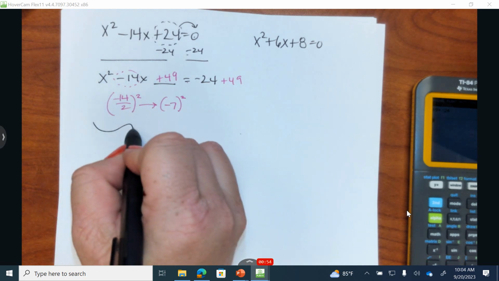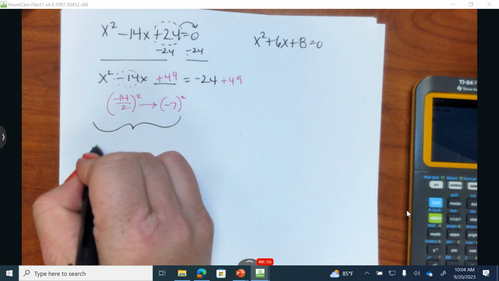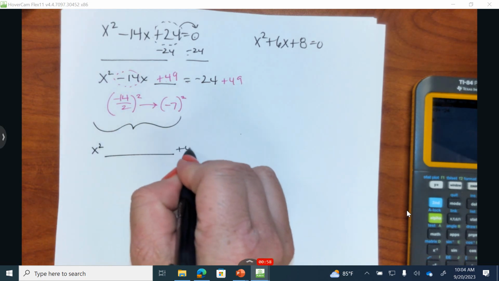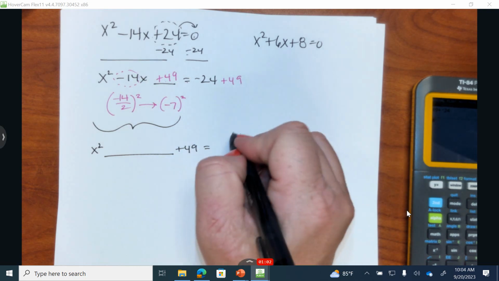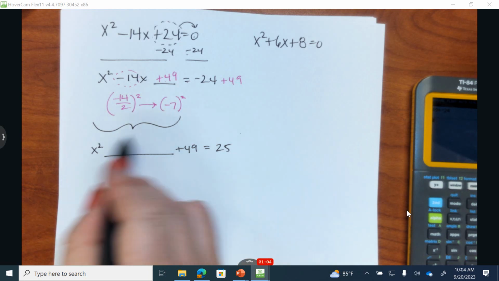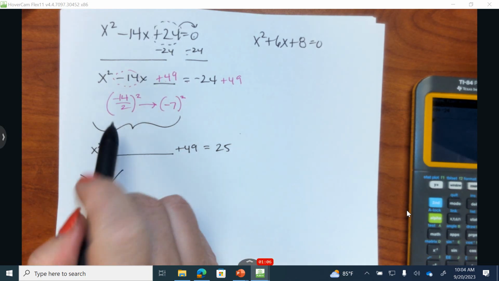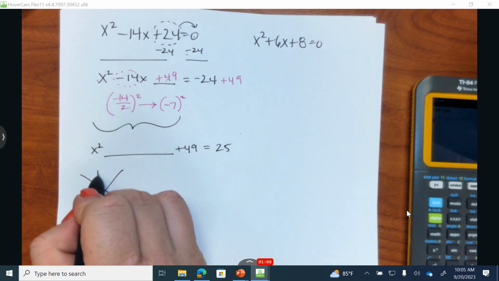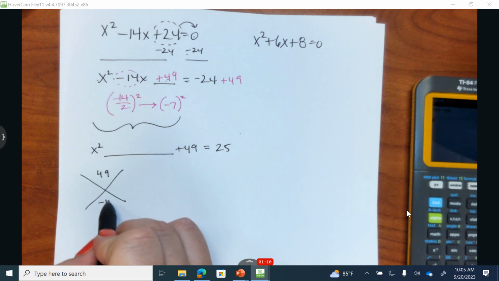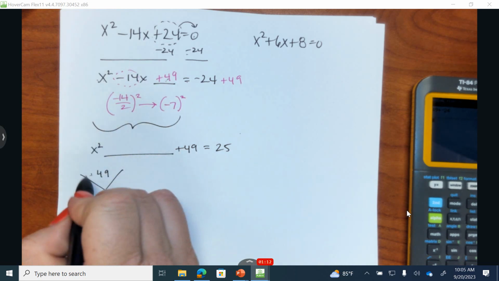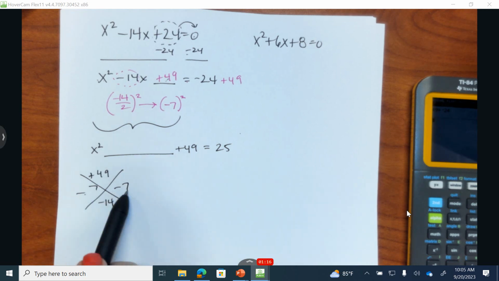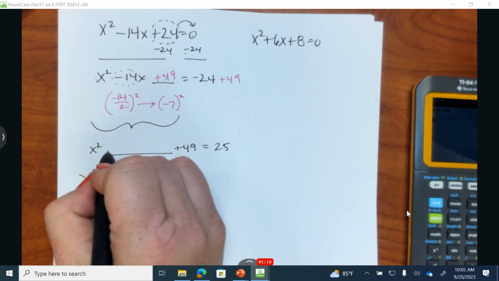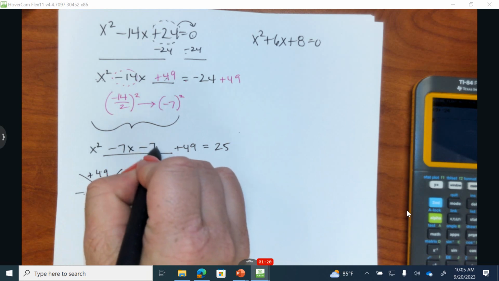Okay, let's go ahead and factor the left-hand side. x squared minus 14x plus 49. And when I take negative 24 and add it to 49, I get 25. How do we factor this? What multiplies to equal positive 49 and combines to equal negative 14? They're going to be the same sign, and both negative. And that would be negative 7 and negative 7. Multiply and combine. So negative 7x, negative 7x.